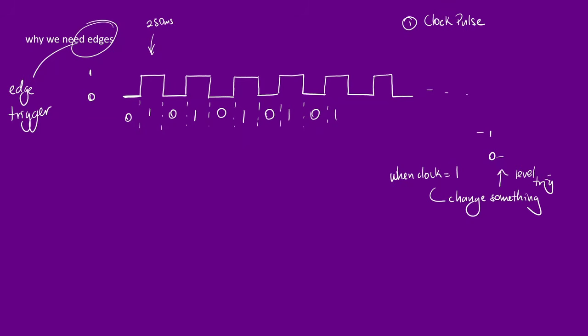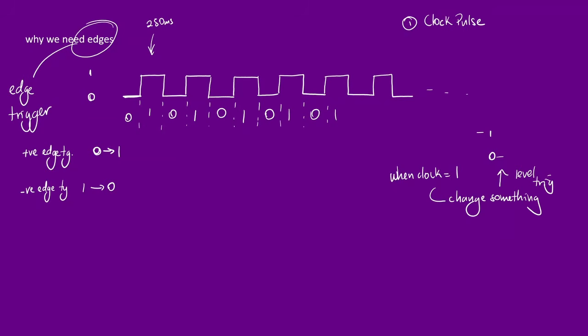So the active trigger, being active edge triggered or positive edge triggered. We can call this positive edge triggering, which means that whenever I'm changing from a 0 to a 1, it affects my circuits. Negative edge triggering means that whenever I'm changing from a 1 to a 0, it affects my circuits.